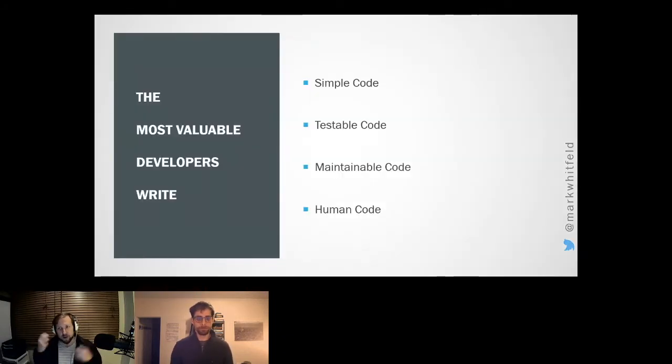I'll start off with this premise. The most valuable developers write simple code, testable code, maintainable code, and human code. What on earth does human code mean? Well, basically considering that another human has to read this, another human has to maintain this, and that other human might be you next week. So those are part of my guiding principles that I think really make a valuable software developer.